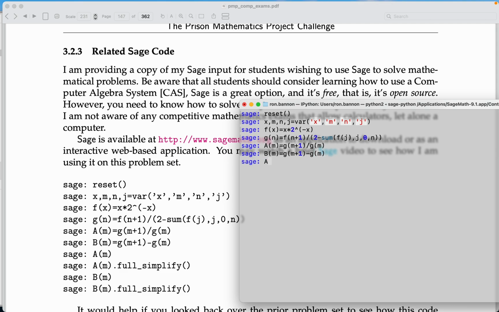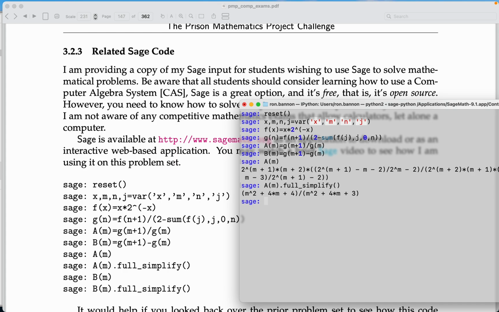I'm going to display A m for you. Oops. That looks pretty complicated. So what I'm going to do is, I'm just going to type it in again, but I'm going to do full simplify. That's much easier to look at.